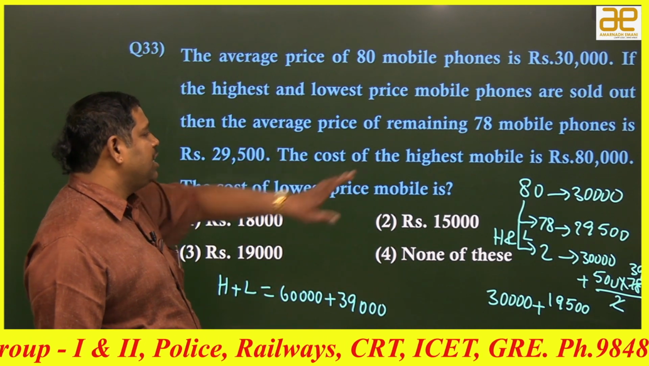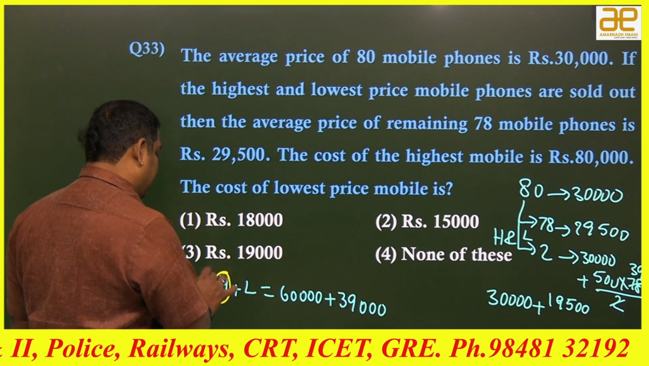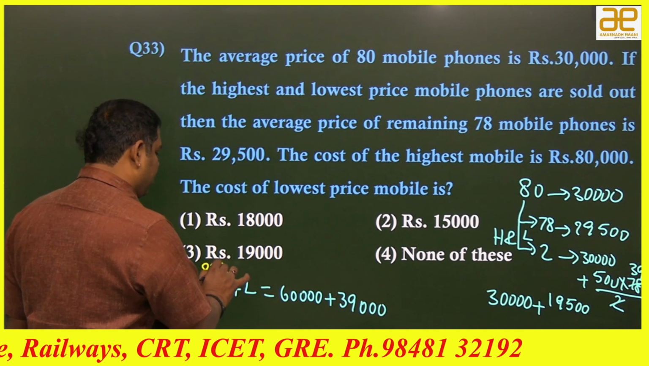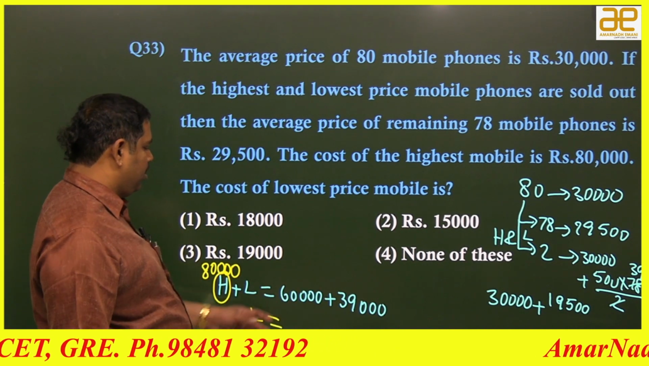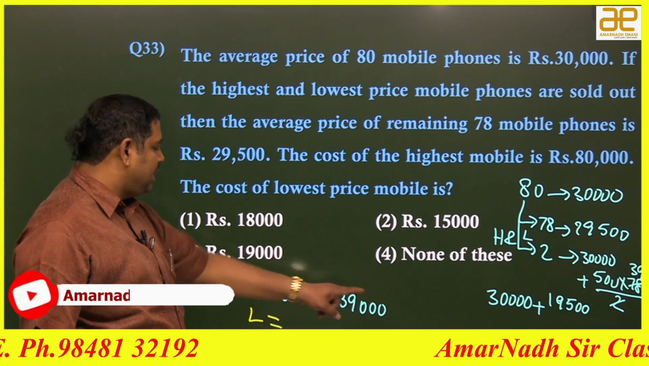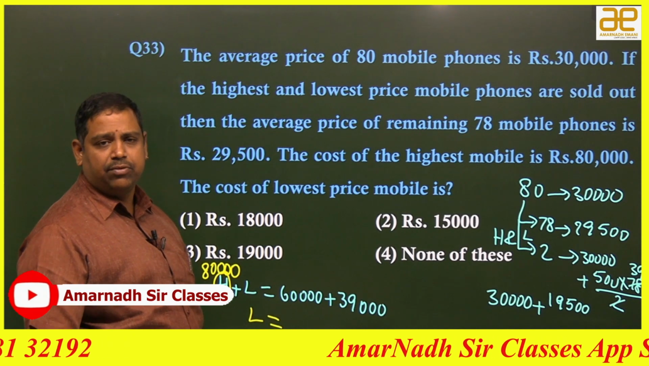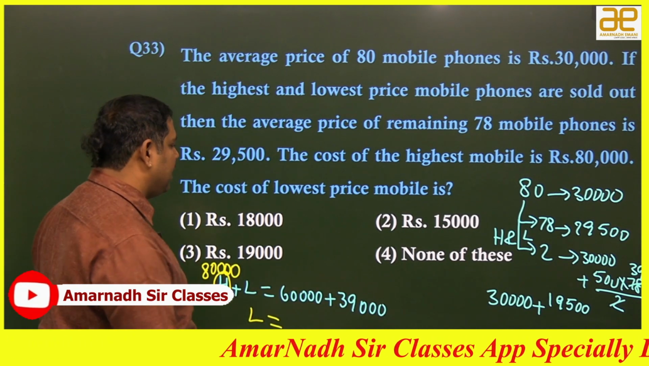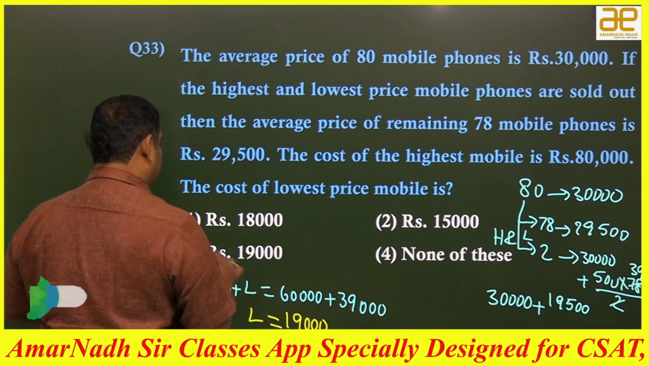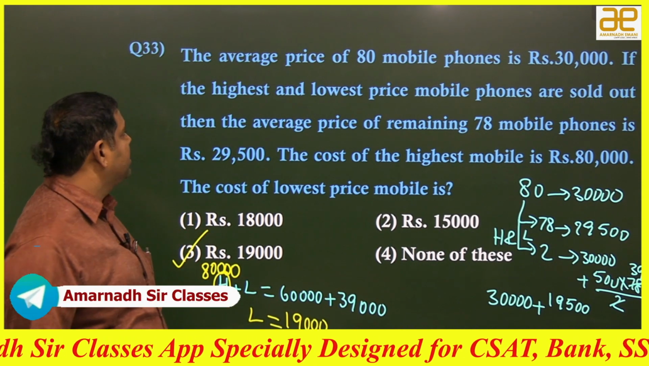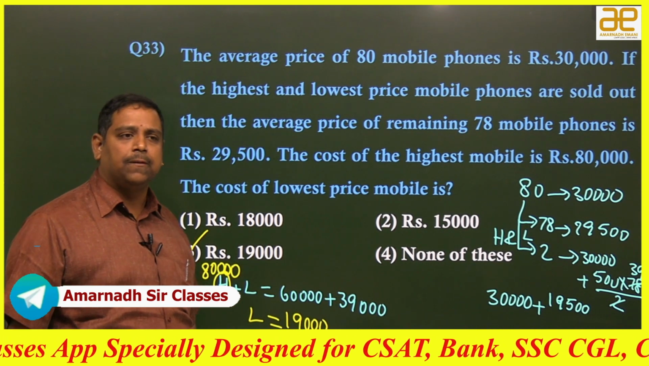He specified the highest mobile is how much? 80,000. I can replace this one with 80,000. Will you get the price of lowest mobile or not? Move the 80,000 that side. Minus, right? Minus 80,000 plus 60,000, minus 20,000. Minus 20,000 plus 39,000, 19,000. What is the price of the lowest mobile? 19,000. So which option is the answer? Third option is the answer.